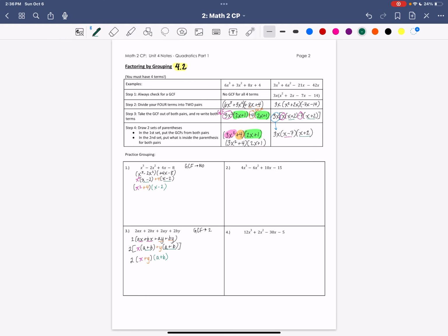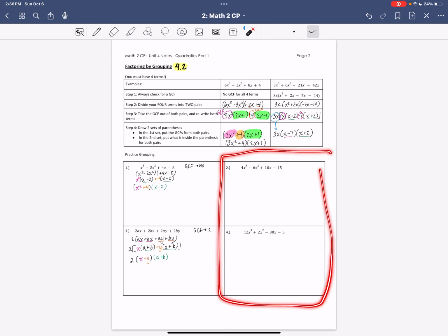So it's a lot of steps, but make sure you check for greatest common factor first. Then you're going to divide your 4 terms into 2 pairs, and you can shuffle terms around to make it easier to factor if you need to. And then you're going to take the greatest common factor out of both pairs and put everything left over in the parentheses. And then rewrite at the very end. You're going to complete those 2 problems on your own. And that is how you factor by grouping.